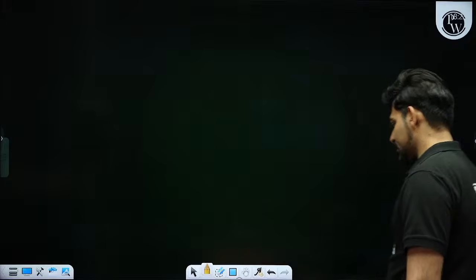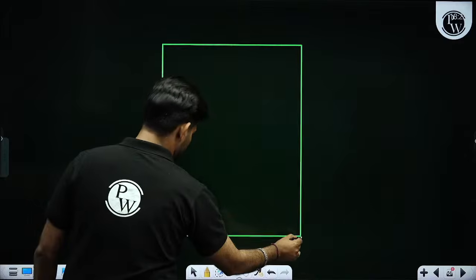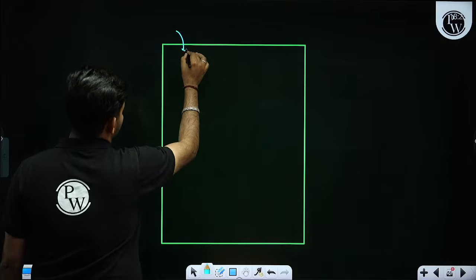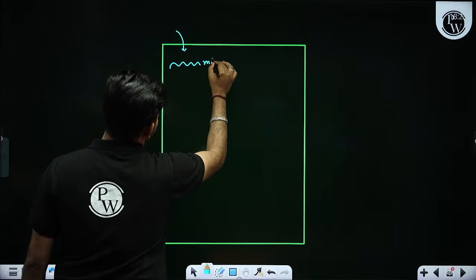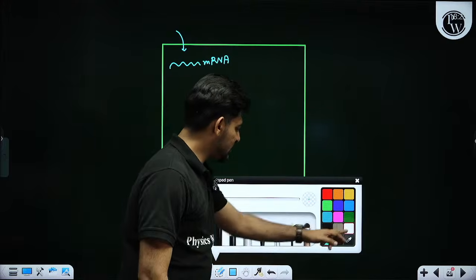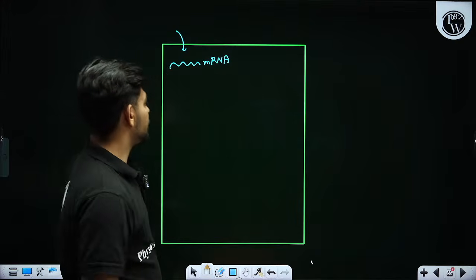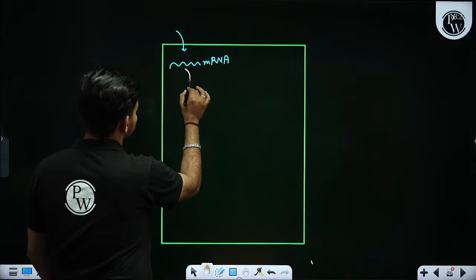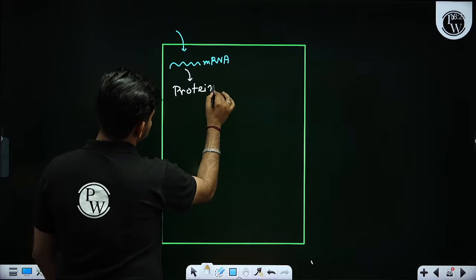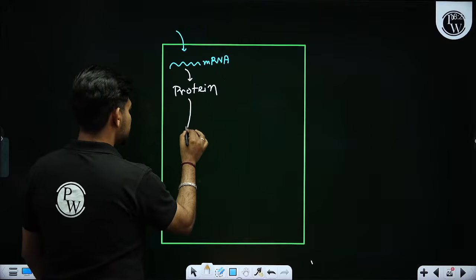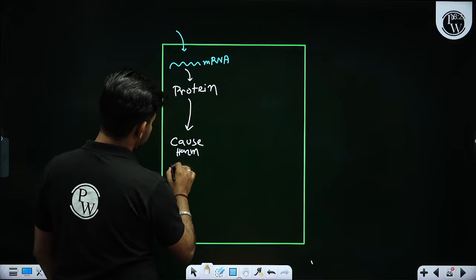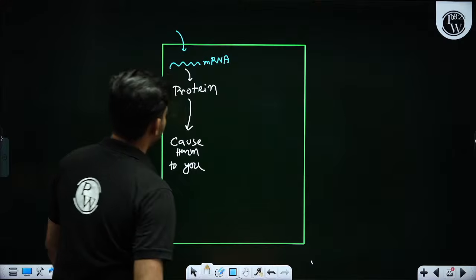See what happens inside a cell. Suppose you got a particular harmful mRNA. This mRNA is harmful for you, right? This mRNA is the mRNA of the pathogen. So what will this mRNA be doing? This mRNA will produce protein, and this protein will cause harm to you.